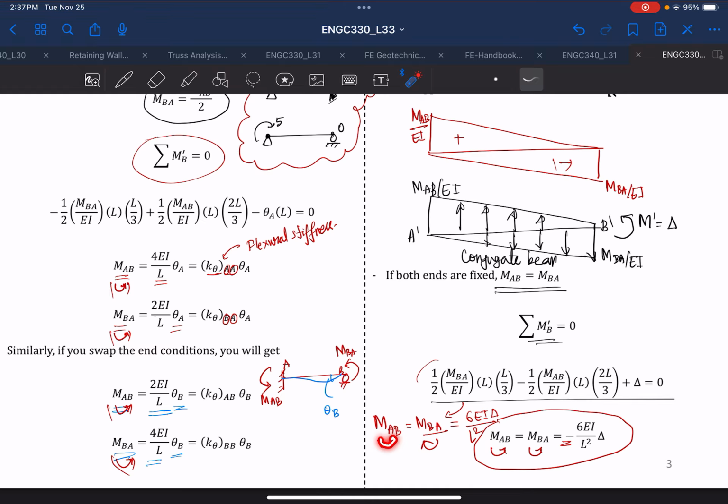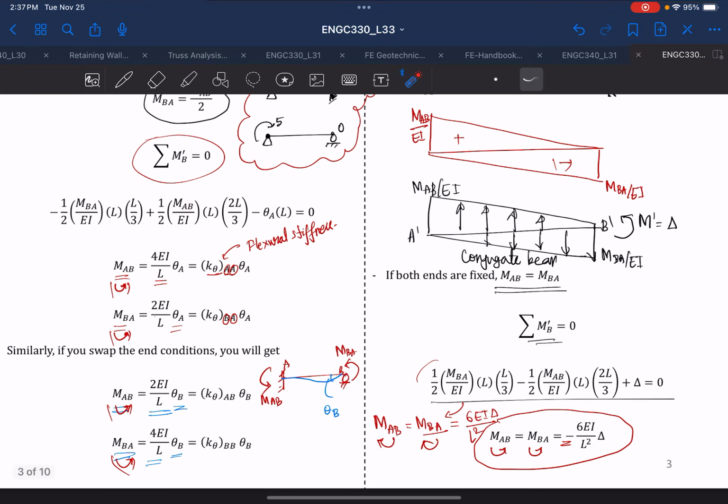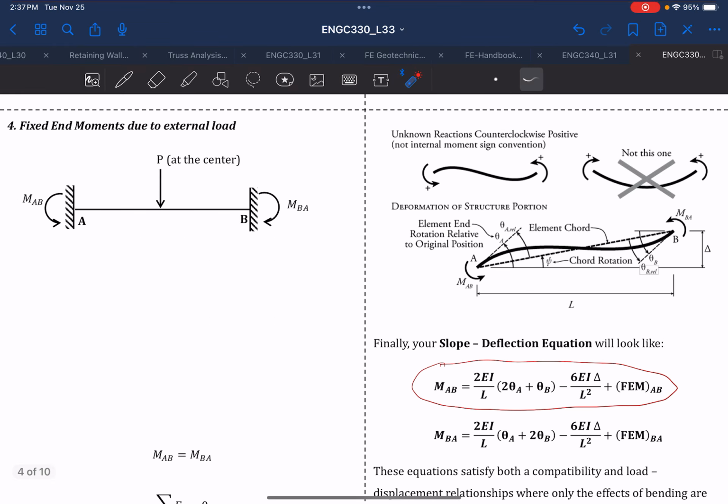The reason it's positive is that if you look at the calculation here, MAB is counterclockwise, and MBA is clockwise. So if I want to make it counterclockwise, then this has to be negative. So that's the relationship between this relative displacement and the moment.